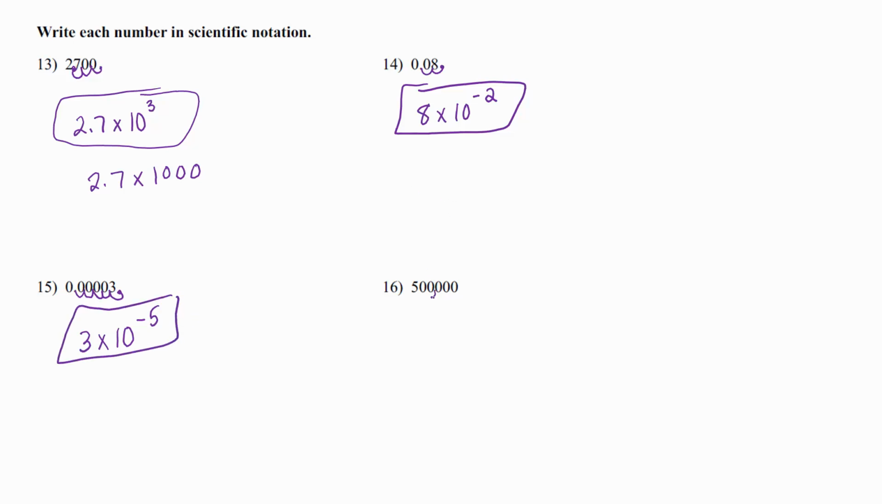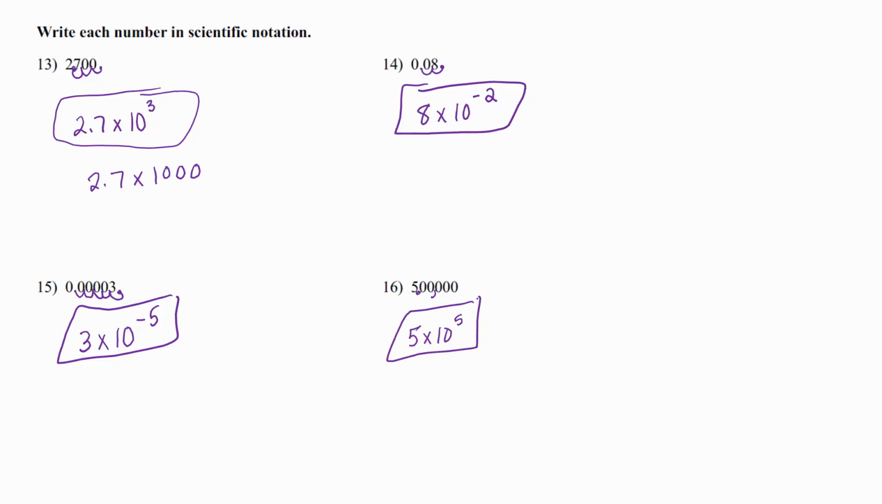On the other side of that, 500,000 would be a great amount of money to be gifted. Hint, hint, wink, wink. So I'm going to try to get it right here between the 5 and the 0. I'm going to move it 1, 2, 3, 4, 5 to make it happen. So 5 times 10 to the positive 5th power.